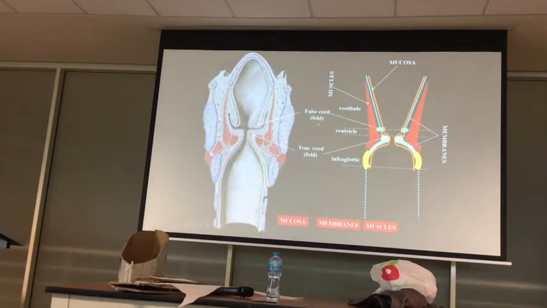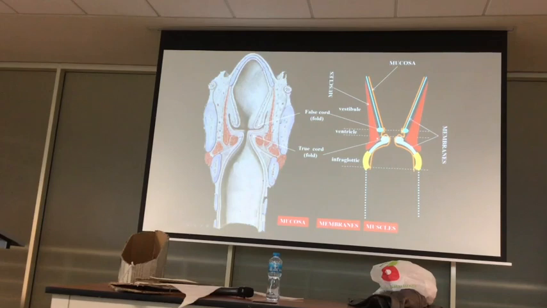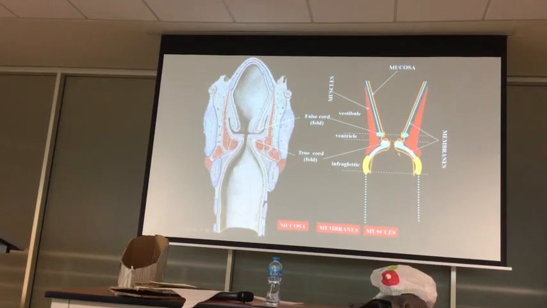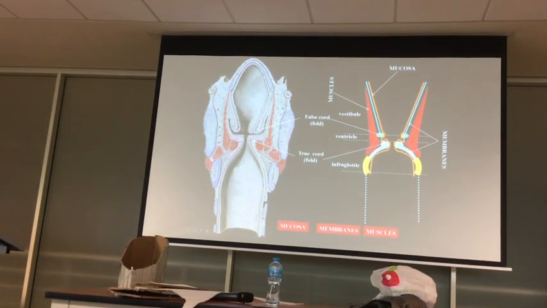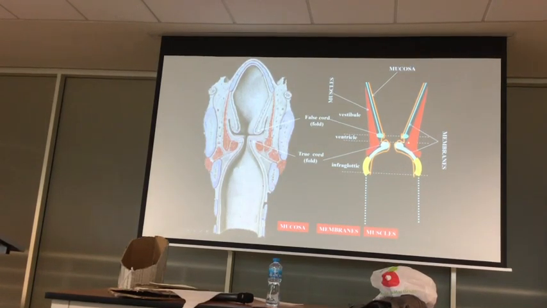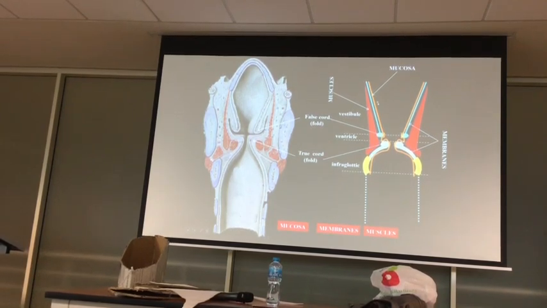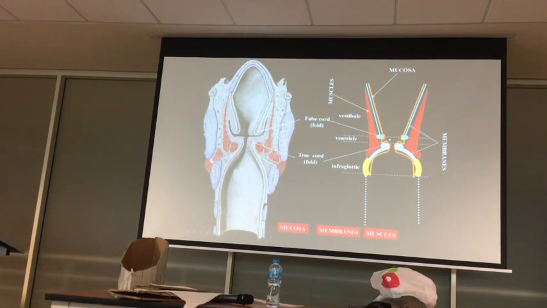I forgot to tell you that we divide the cavity of the larynx into two, superiorly and inferiorly. This is supraglottic and this is infraglottic. The supraglottic space is divided into vestibule and ventricle.